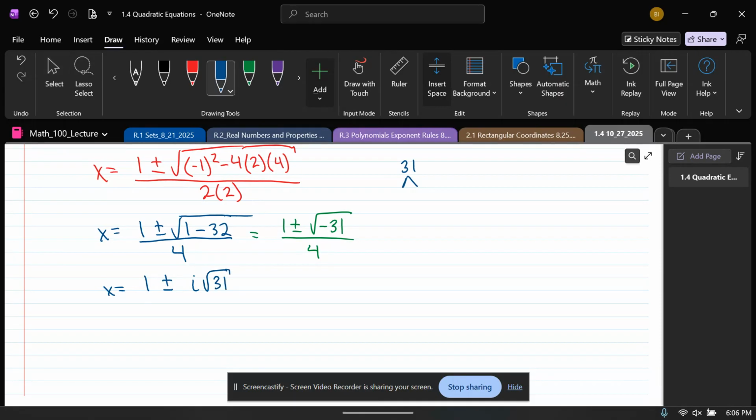And then this is the part where you split it and put the 4 under each of them. I actually think the ones with complex numbers are easier to write the answers to, because there's not really any simplifying left to do. You just split it apart and write it like that.